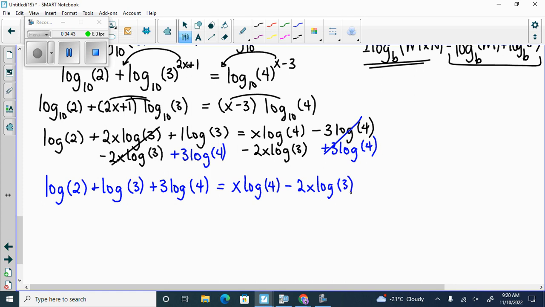What do I do next? I got the x's together for a reason. You always have to think that. Why did you get them together for a reason? So that you can GCF out an x, right? Get x times log 4 minus 2 log 3. This side stays the same.